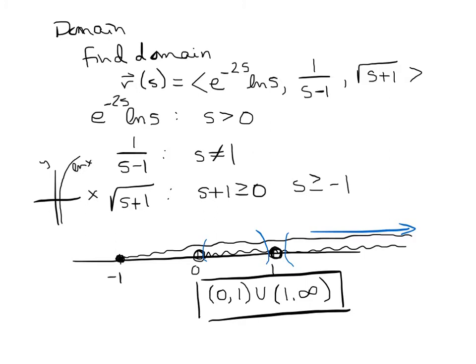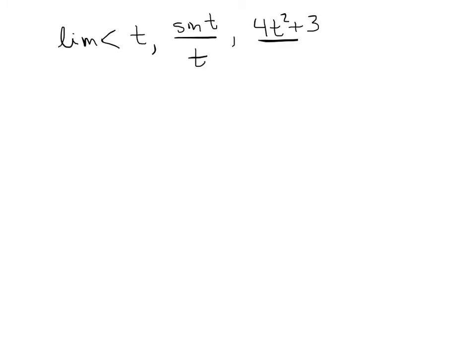All right, let's do another example. This time, let's do a limit example. So let's calculate the limit of the vector valued function t, sine of t over t, and 4t squared plus 3 all over t cubed plus t. And let's do the limit as t goes to 0.